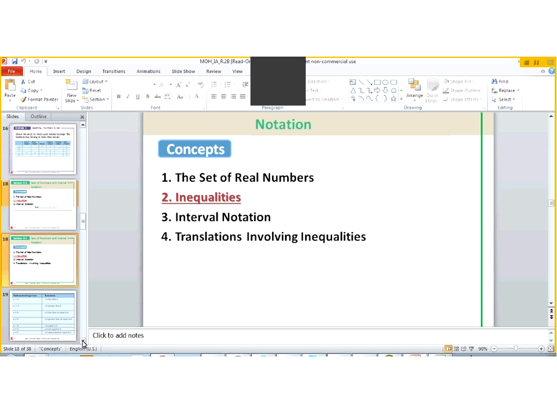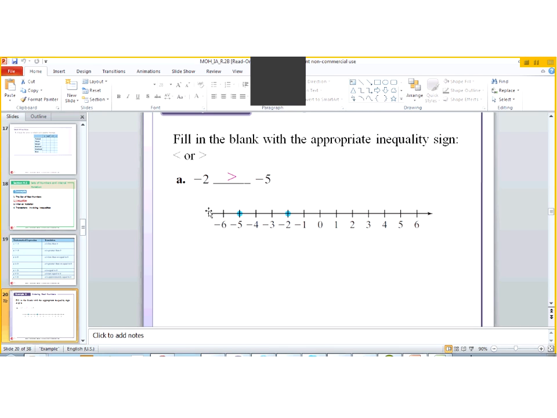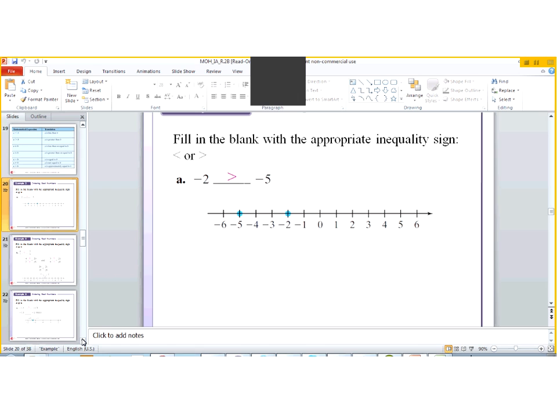Now, when we talk about inequality, you should know how to show, like, A is less than B. That's a symbol we use. Or A is greater than B, or A is less than or equal to B, and so on. And this would be approximately, not equal to. So these are the ones. And we should be able to compare two numbers on the number line, which one is larger. In this case, -2, the one closer to 0, is larger. So -2 is larger than -5. This is the way you compare.